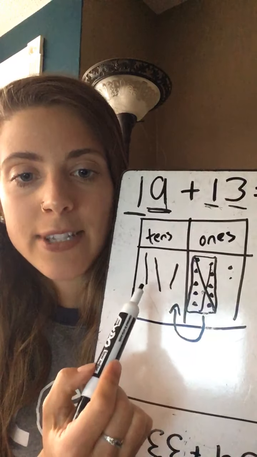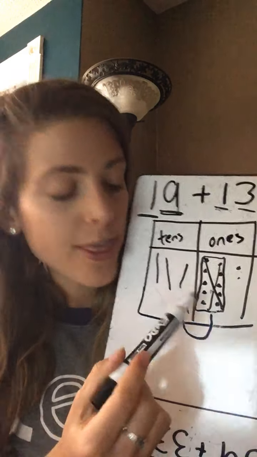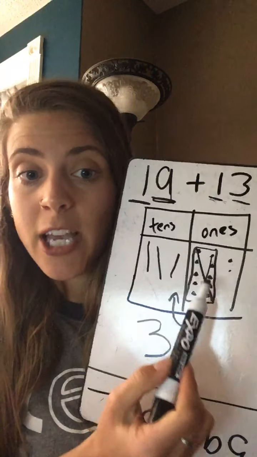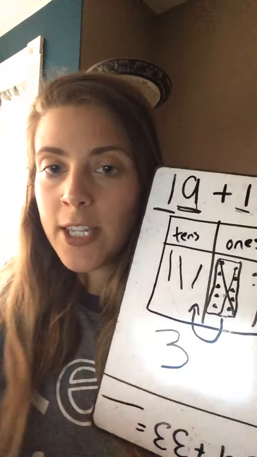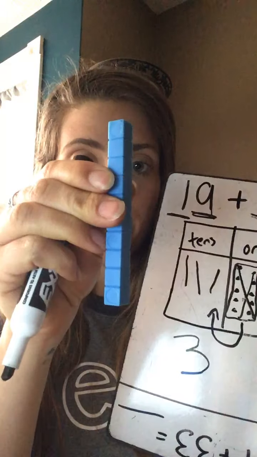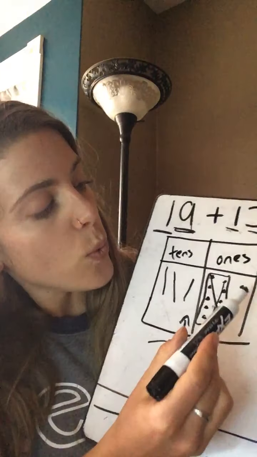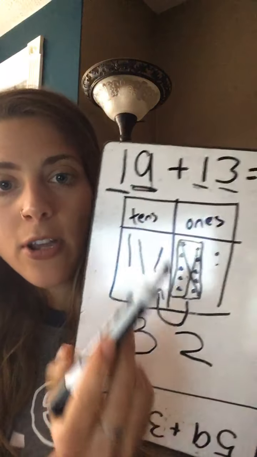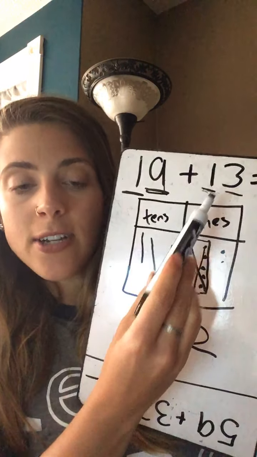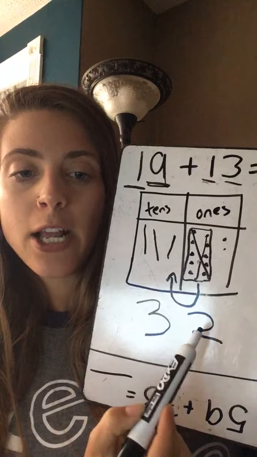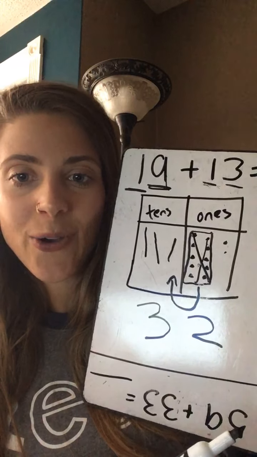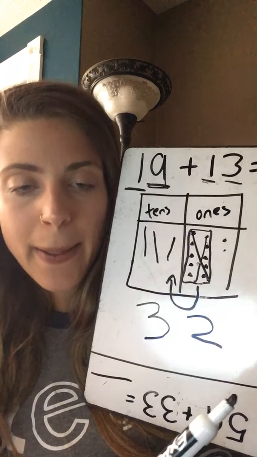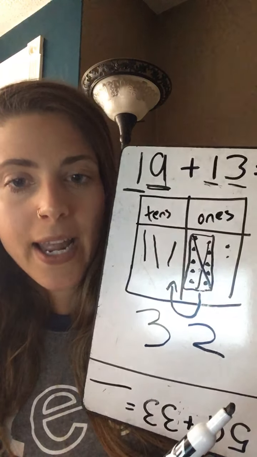So let's count now. We have 10, 20, 30. And how many ones are left over? We don't count these because we moved them over here to make our 1 ten. So now we just have 1, 2. 2 ones left over. So 19 plus 13 is 32. Okay? So we can build that with quick tens. And that's probably the easiest way for us to solve right now.